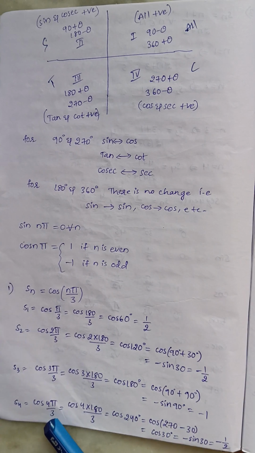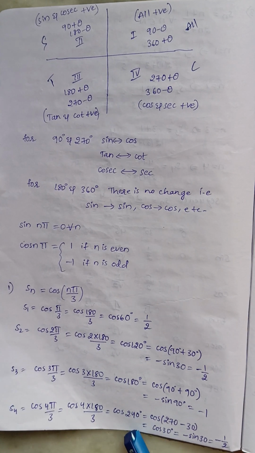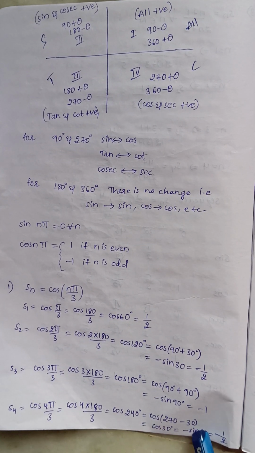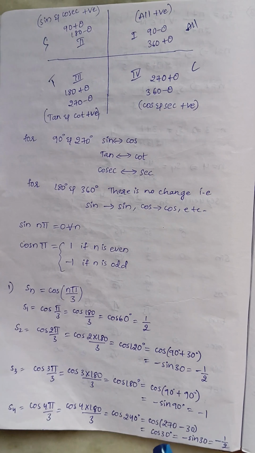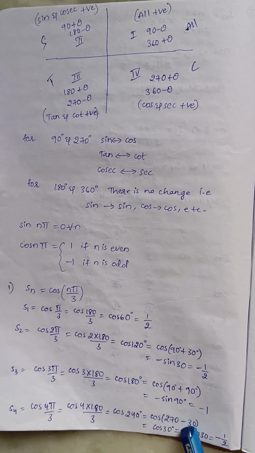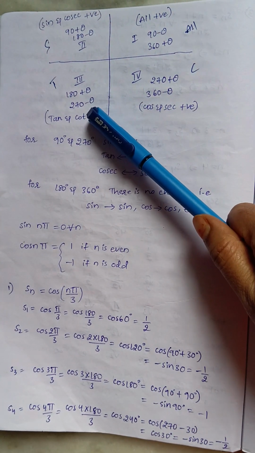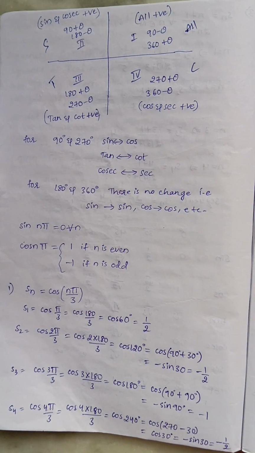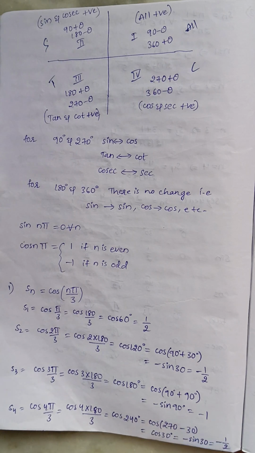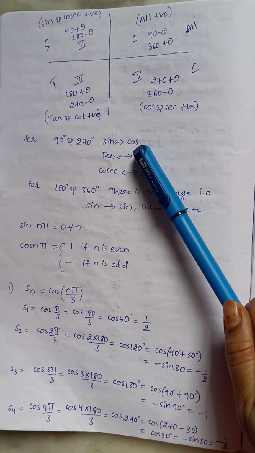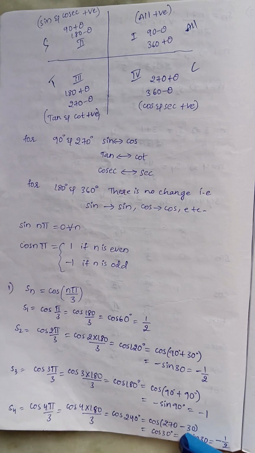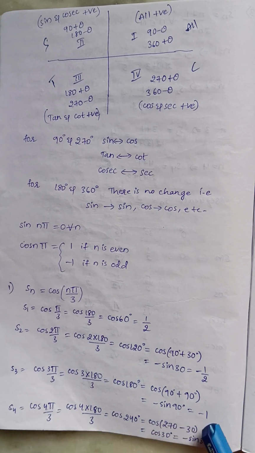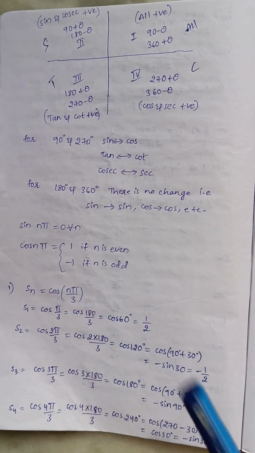Like that, the fourth term is 240 degrees, which we can write as 180 plus 60 or 270 minus 30. Anything is fine, we get the same answer. So cos of 270 minus 30 is in the third quadrant. In the third quadrant also cos is negative, that's why negative. And for 270, cos changes to sine, so sine 30 degrees. So it is minus 1 by 2. Like this we can find all the terms for cos n pi by 3.